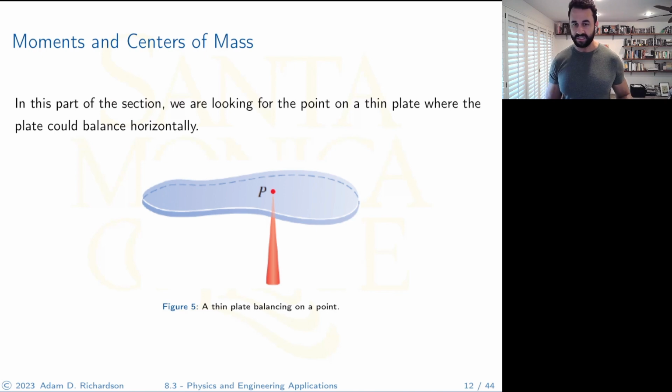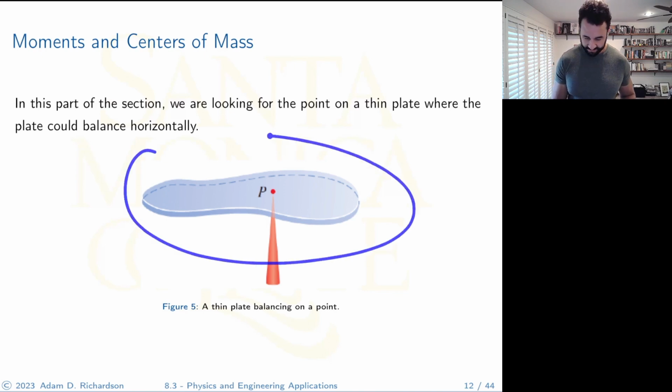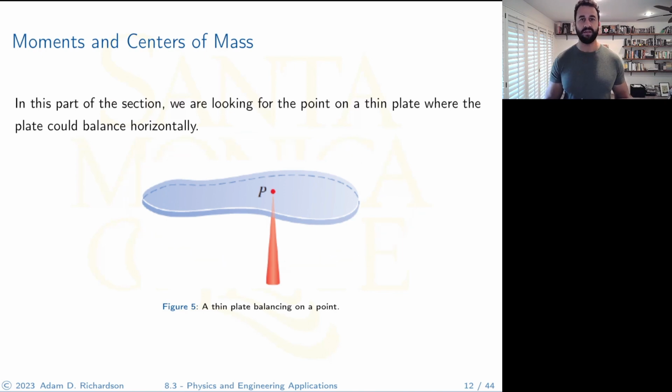Except now where it gets interesting is the plate can be all sorts of different shapes. It doesn't have to be a rectangle or a square. It could be anything. It could be any region, right? So how do you find the point in that region where you can balance it on your finger?